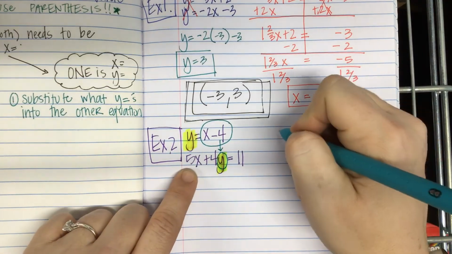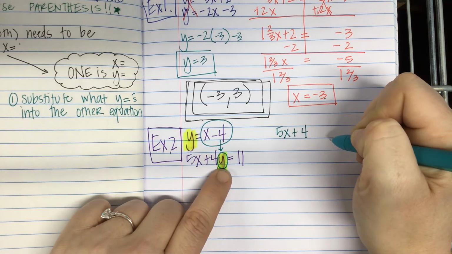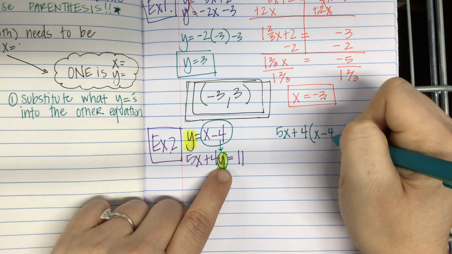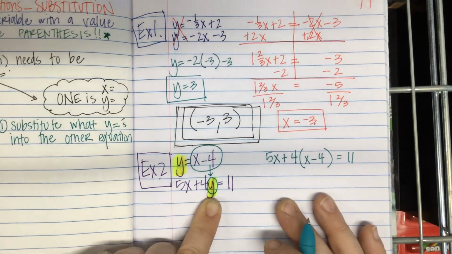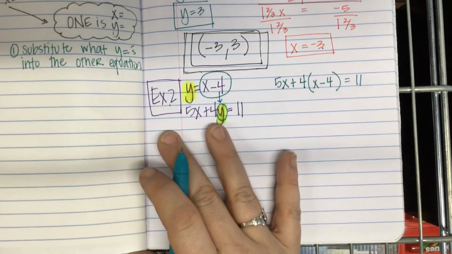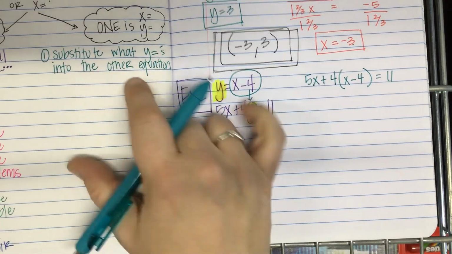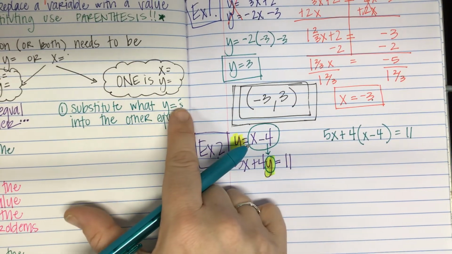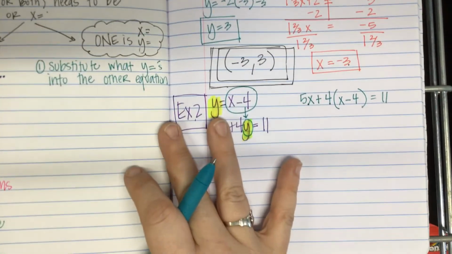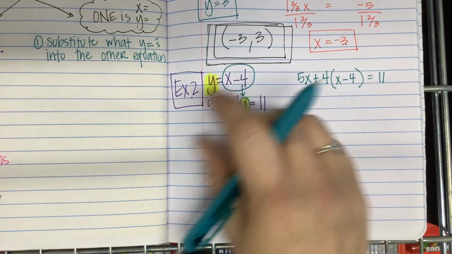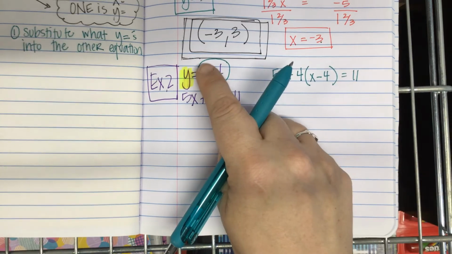So that means 5x plus 4, but instead of y, I'm putting x minus 4 equals 11. I guess I can move that up. Instead of y, it says substitute what y equals into the other problem, the other equation. So y equals x minus 4. That means instead of the variable y, I replaced it with x minus 4.